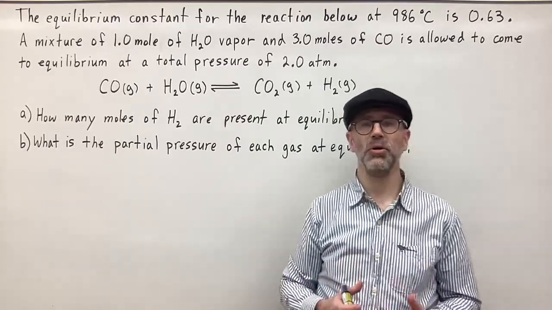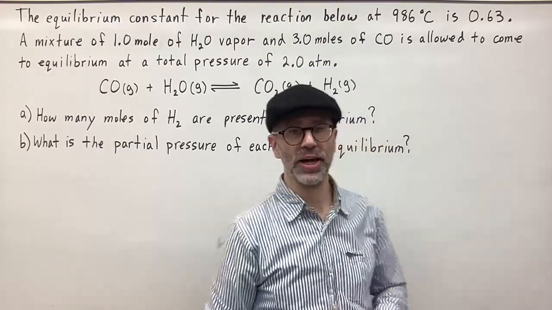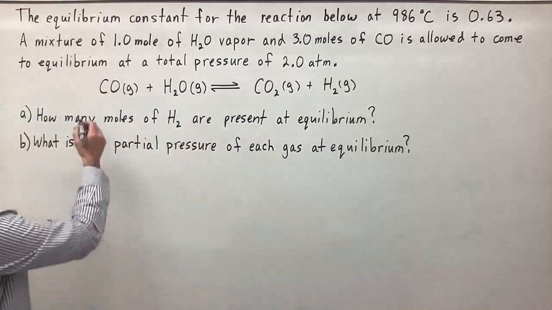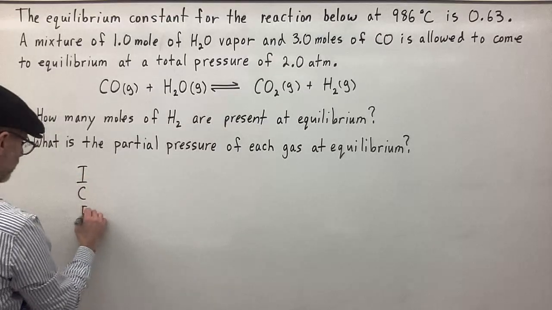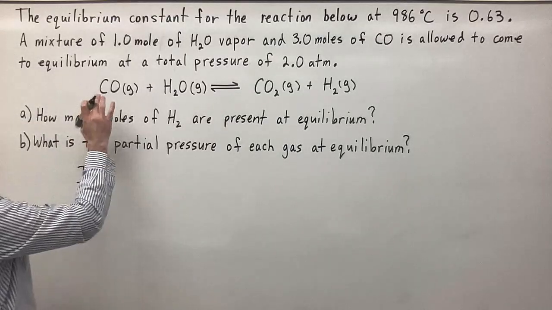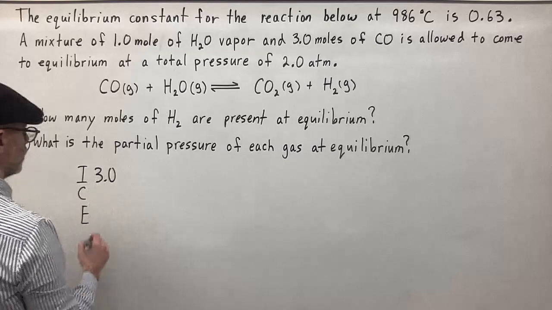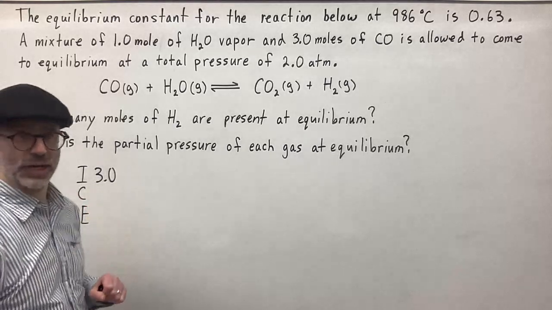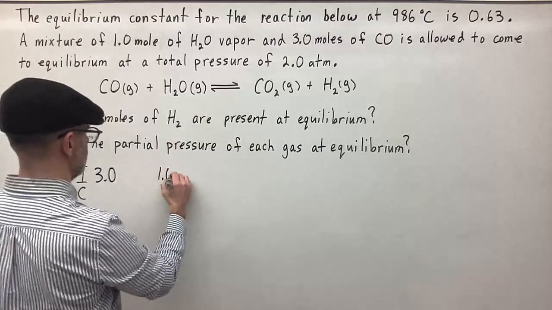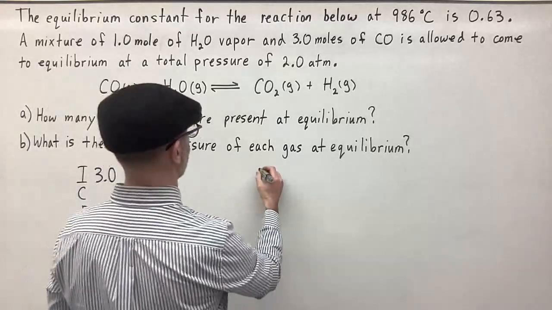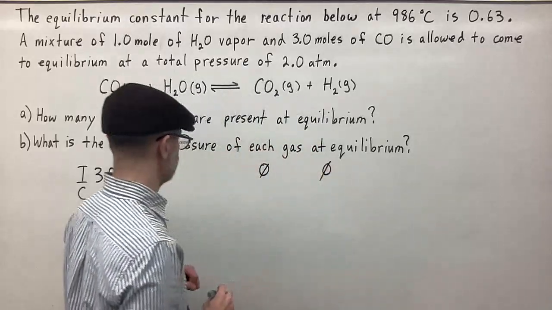So we have to do an ICE table, and then we have to do the quadratic formula. So let's go ahead and get started. I'm going to do my ICE table down here. Here's my ICE table. We start off with 3.0 moles of CO. So I'm going to write here 3.0. And again, we're treating moles the same as molarity. And for the water vapor, we have 1.0. And then for the carbon dioxide and hydrogen, we're going to start off with 0 there.